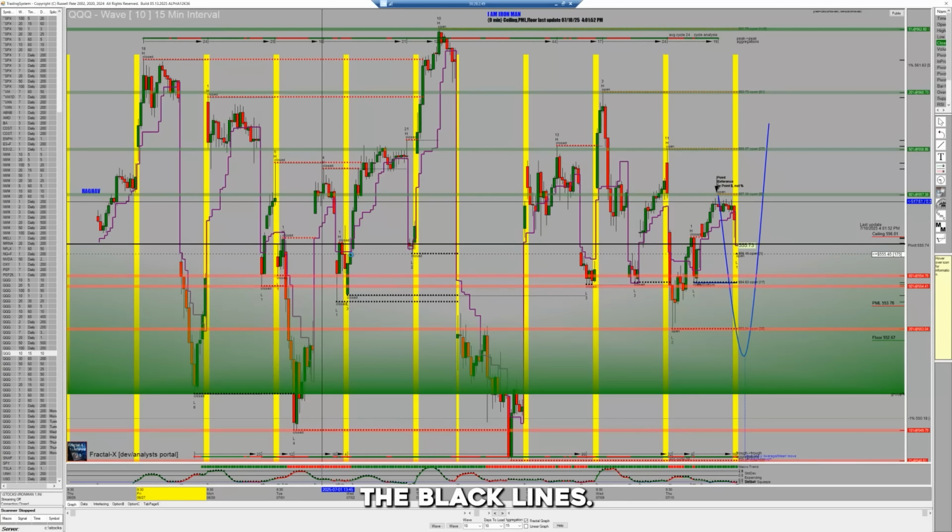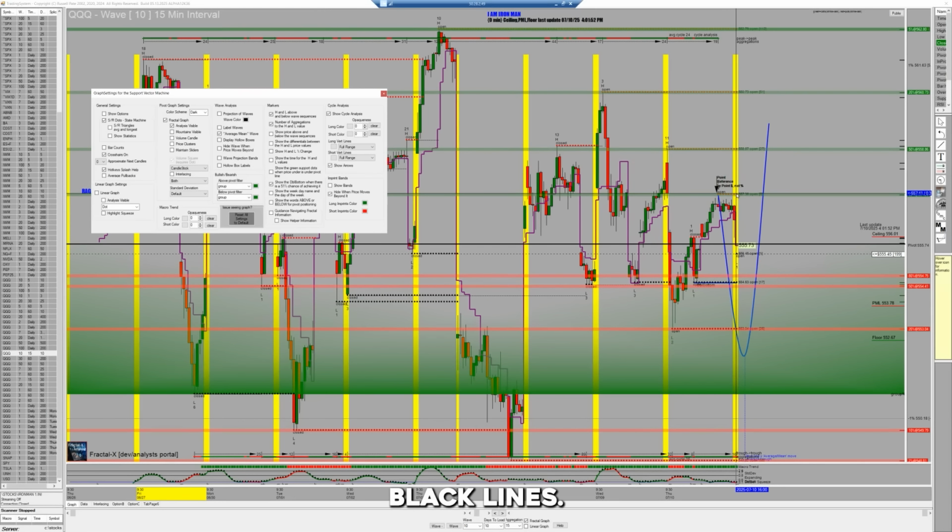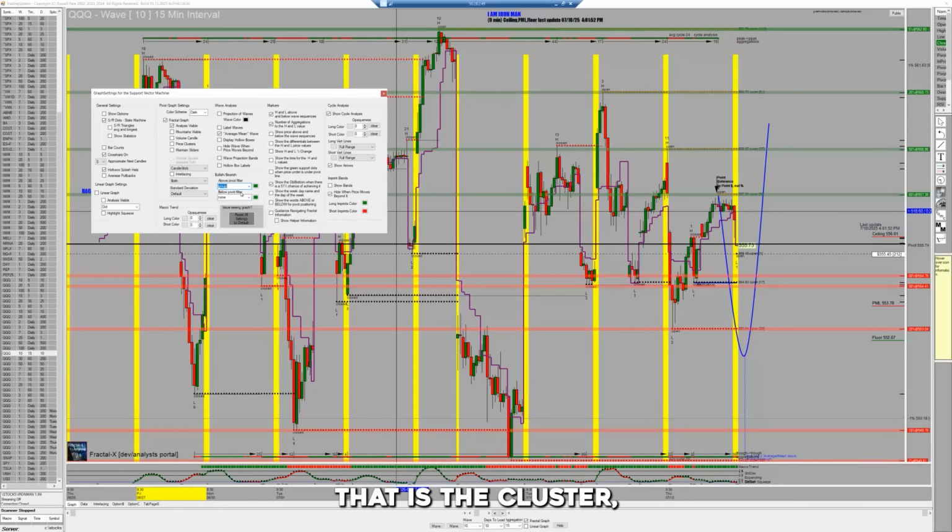What do you mean, the black lines? I don't see what you're talking about. These imprints, these sticks of the black candle? Oh, those imprints. Yeah, you remember these, right, from our last call? And those show you a cluster. Correct. So that is the cluster, and that is a strong reversal area.